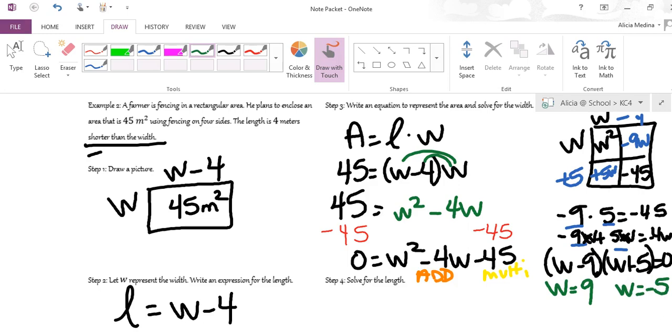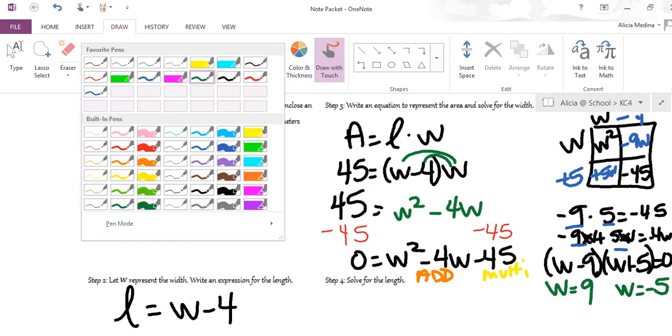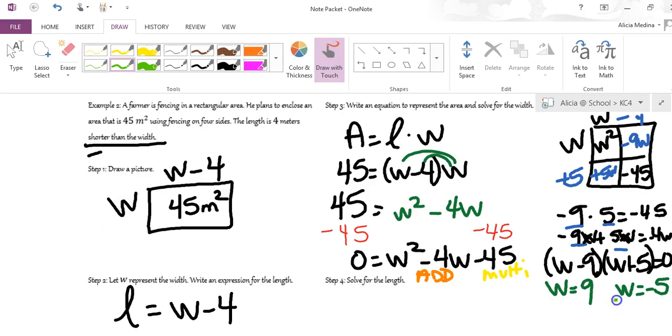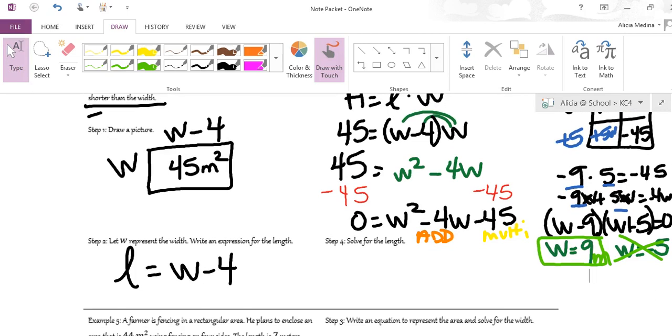But again, the real world problem says that we cannot use the negative answer. So we're going to exclude that negative 5, and our width is going to be 9 meters. It's asking us to solve for the length. Our length is going to equal W minus 4. We plug in that W there. Our W was that positive 9. So 9 minus 4 is 5. So our length is 5 meters. Our width is 9 meters.